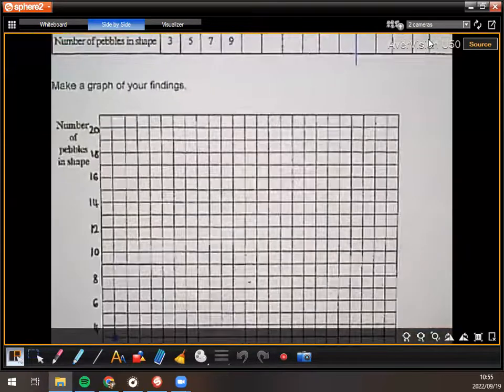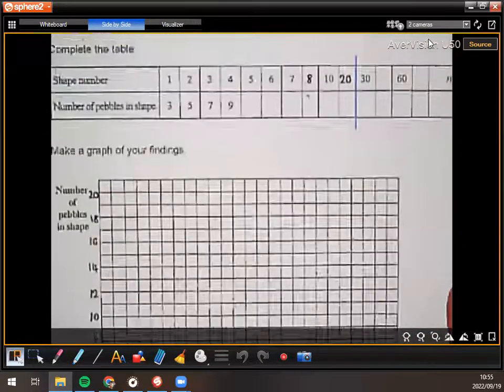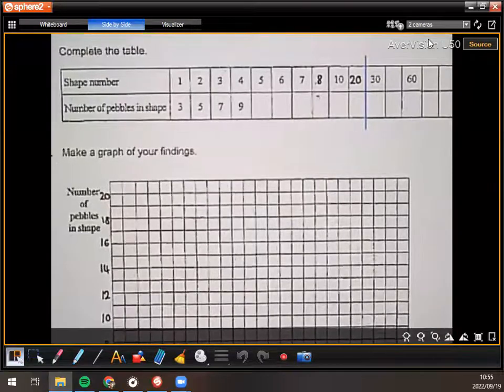Do that now quickly. I'm going to give you a few minutes and then we're going to mark it together and then we're going back to surface area and volume.